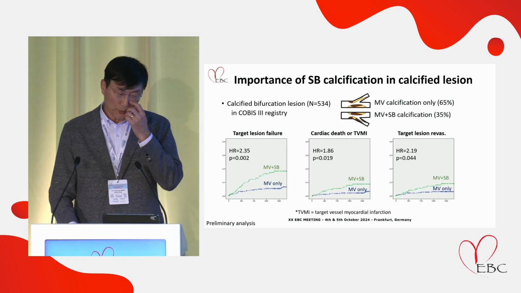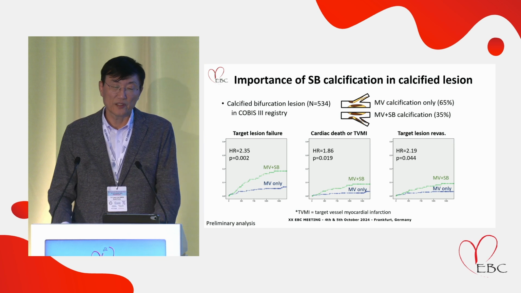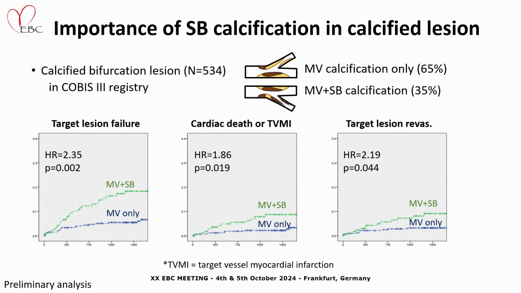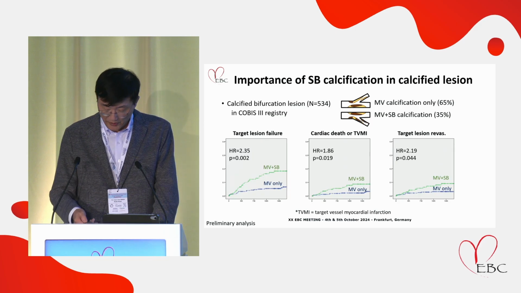So actually, during the analysis, I found that the additional side branch calcification is associated with a high risk of target lesion failure, cardiac death, MI, and target revascularization, which was found in 35% of cases. So in the calcified lesion, if you find another additional severe or moderate calcification side branch, we have to deal with it and prepare for it.